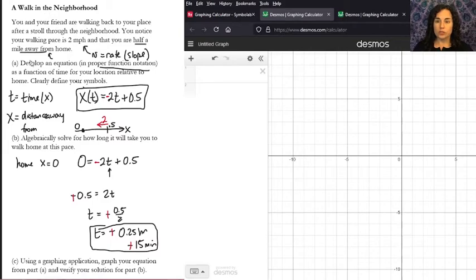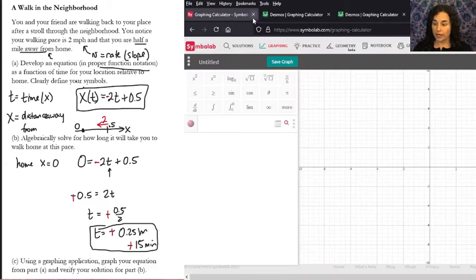Okay, so that's the two answers for part A and part B. Part C wants us to graph. It says use a graphing application, graph your equation from part A and verify your solution for part B. And that's why I have Desmos over here. You may also use Symbolab. I'm okay if you use Symbolab or any other graphing application to graph.